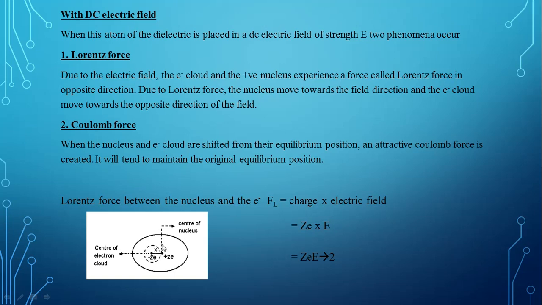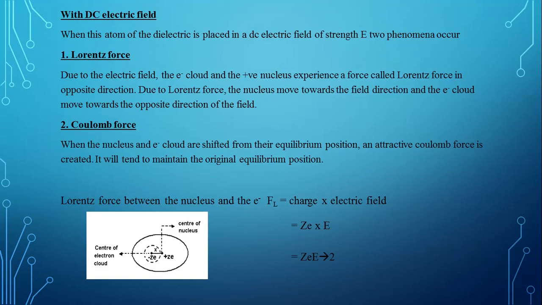Due to this, we will get the dipole here. The Coulomb force: when the nucleus and electron cloud are shifted from their equilibrium position, an attractive Coulomb force is created. It will tend to maintain the original equilibrium position. Finally, a new equilibrium position will be reached when these 2 forces are equal and opposite. Now there is a distance x between the center of the nucleus and the electron cloud.